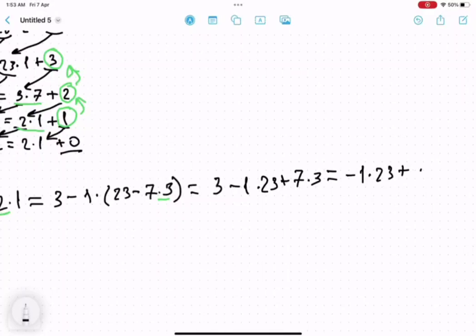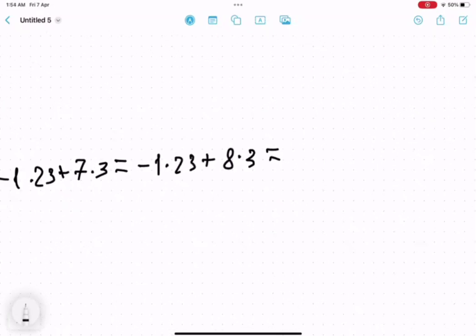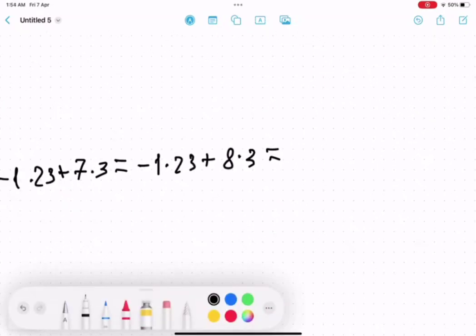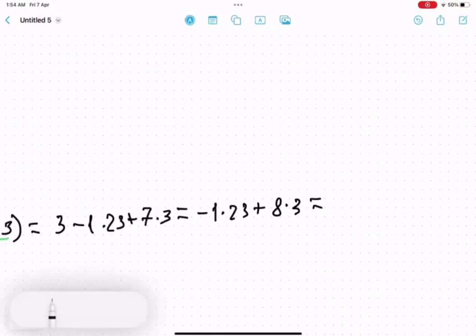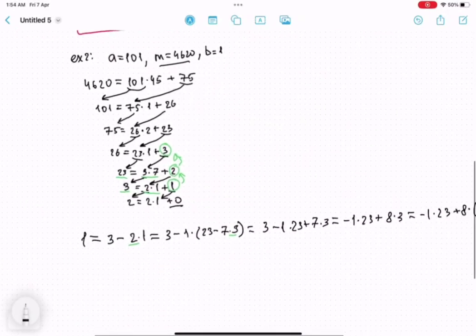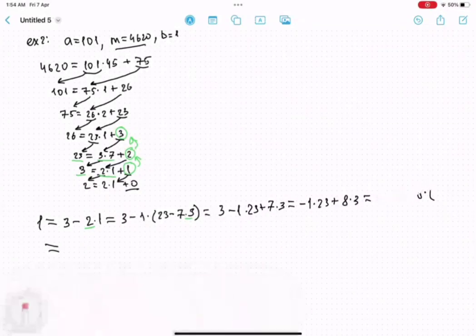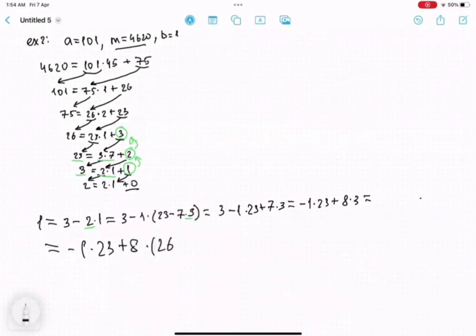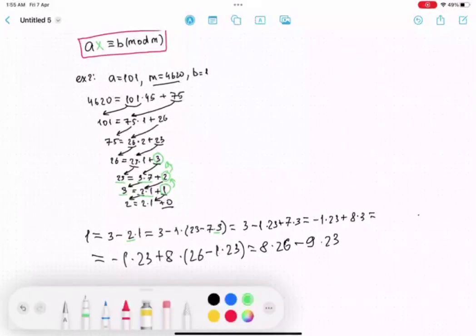It is actually a long procedure. You should be very careful, relax, and so on. Okay, now we should go up one more. So we need to write 3 again. Continue here: minus 1 times 23 plus 8 times 3, where 3 is 26 minus 1 times 23. Open the braces. Then we have 8 times 26, right? Minus 9 times 23. Okay, and we're going up one more again.